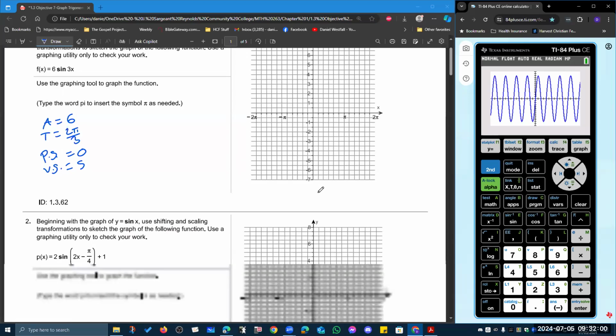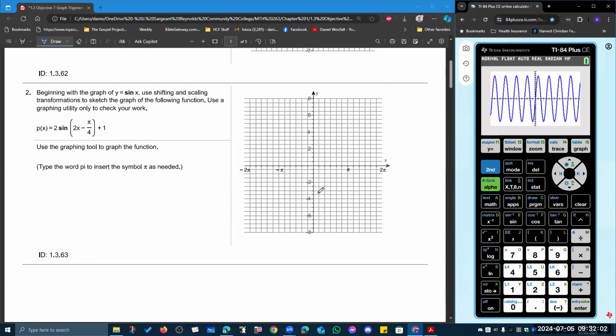All right, let's move on to the next one here. And again, it says, use a graphing utility to graph the function. So that's what we're doing. We're just using the calculator since we can't access the utility to make it draw the graph for us. So our amplitude here is 2. Our period is going to be 2 pi over 2, which is pi.